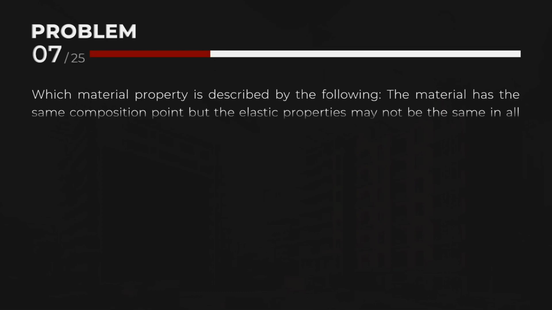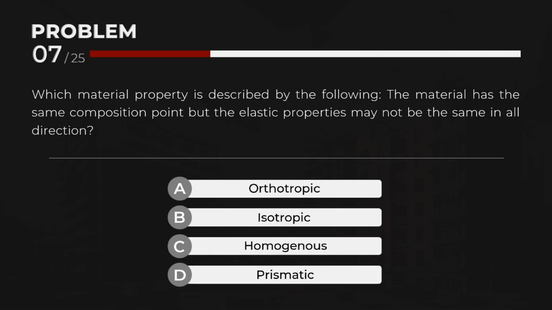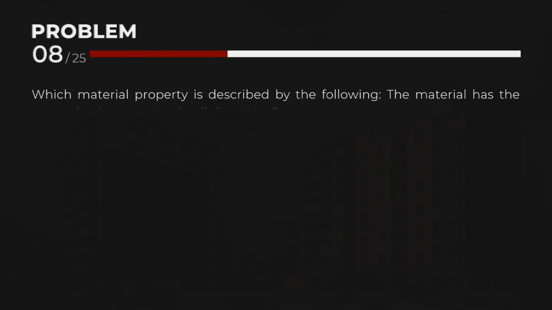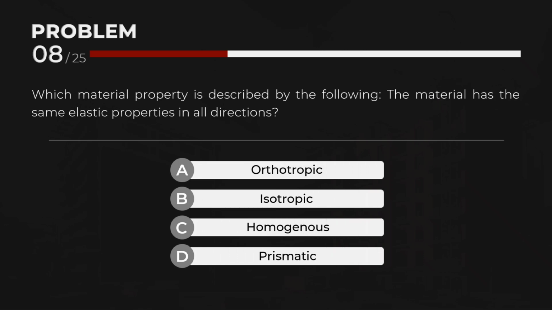Which material property is described by the following? The material has the same composition at any point, but the elastic properties may not be the same in all directions. C. Homogeneous. Which material property is described by the following? The material has the same elastic properties in all directions. B. Isotropic.